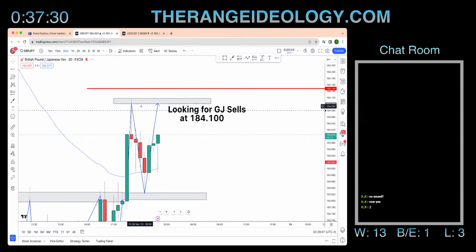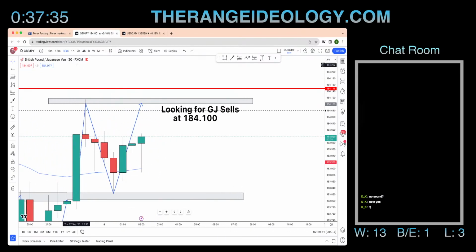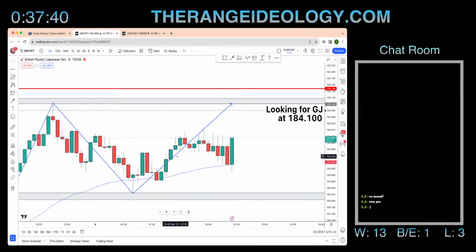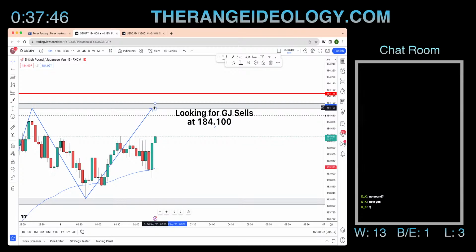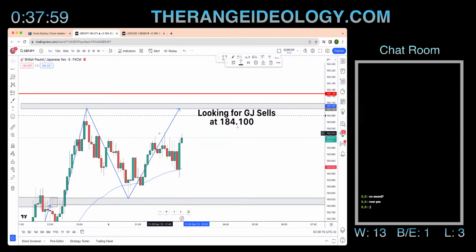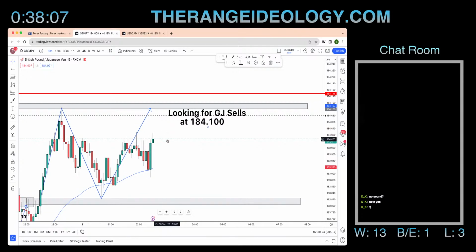Again, we nearly had a full rejection on the 30-minute EMA tap here. The price is still in this small zone here. Again, we're looking for GJ sells. Once it reaches the 184.100 zone, we're not looking to sell right away. It's not going to be instant execution. Between 70 and 80% of the time, with our strategy and plan, we look to either do buy stops or sell stops. About 25 or 30% of the time, we're looking for instant execution orders.